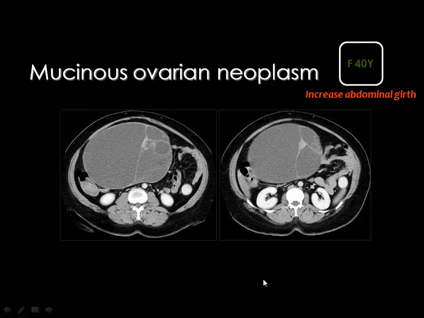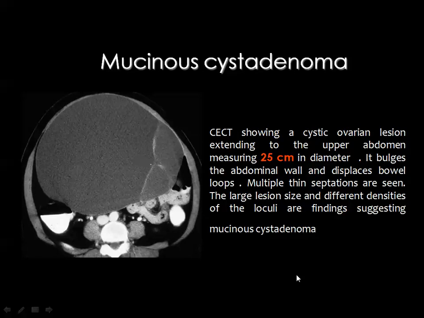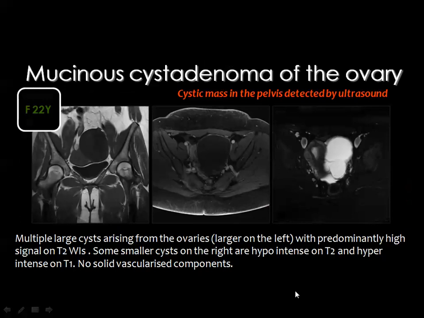Then you remember that the mucinous benign ovarian cystadenoma is a sizable lesion, is a cystic lesion containing internal septations with no evidence of mural nodules or masses. And this is a big cystic lesion in the abdomen showing some internal septations, diagnostic of mucinous cystadenoma.